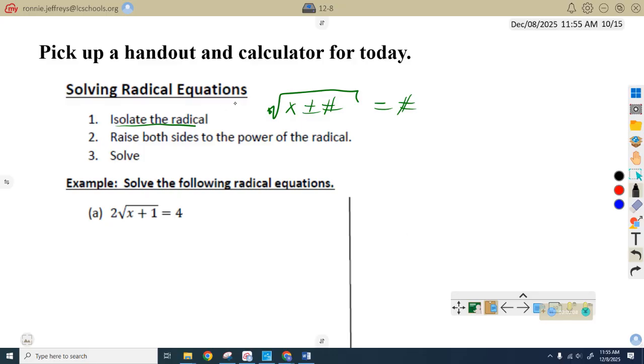So we are solving radical equations. We want to isolate the radical that way it looks like this. So if we look at this example, 2 is being multiplied by all this right here. So what's the opposite of multiply? Divide. So we want to divide both sides by 2. This is what it means by isolating the radical.